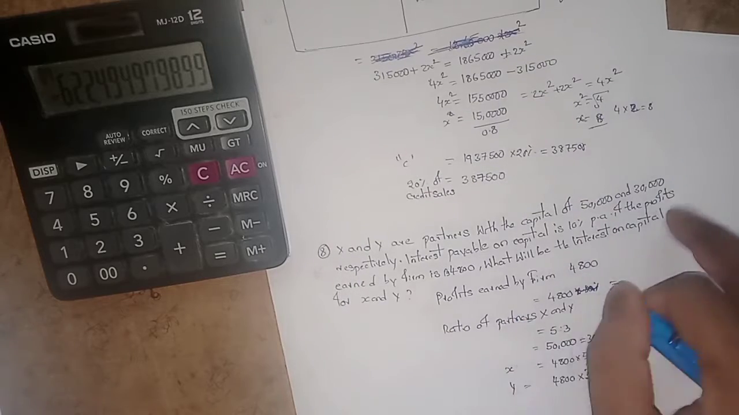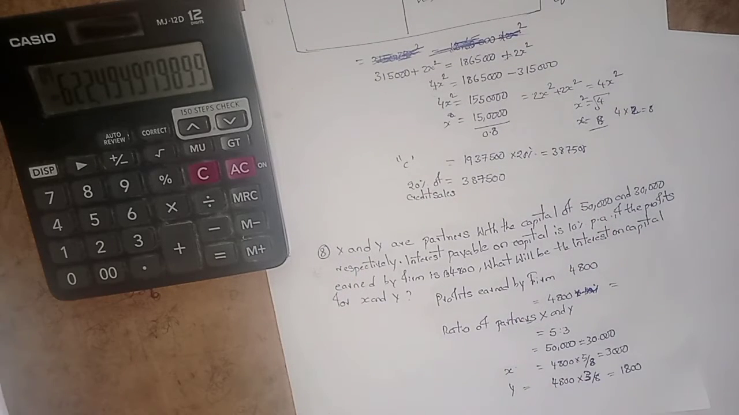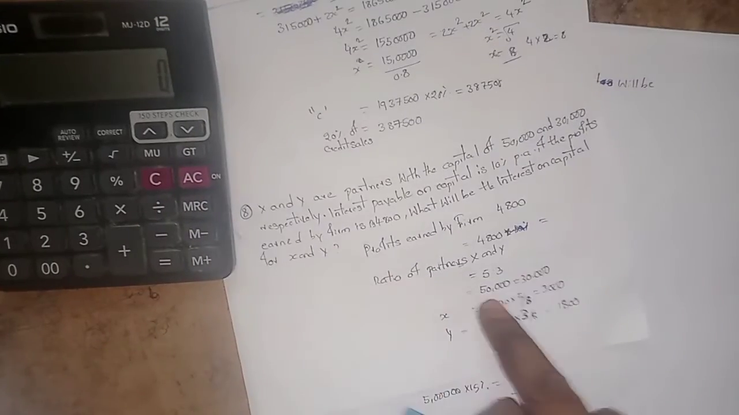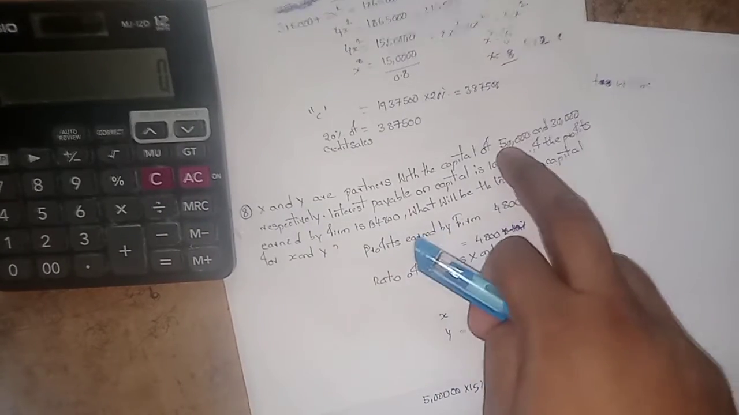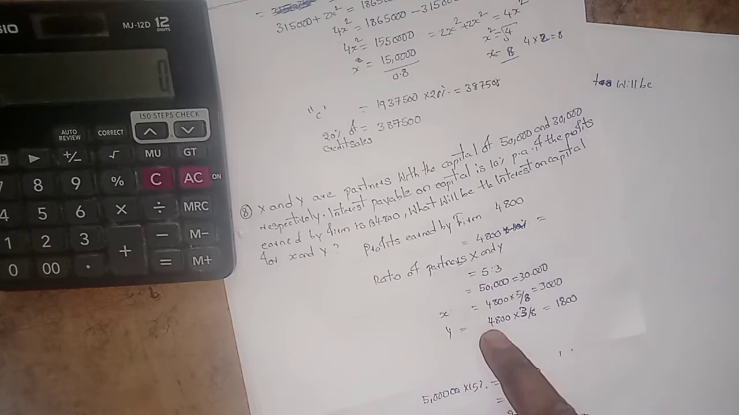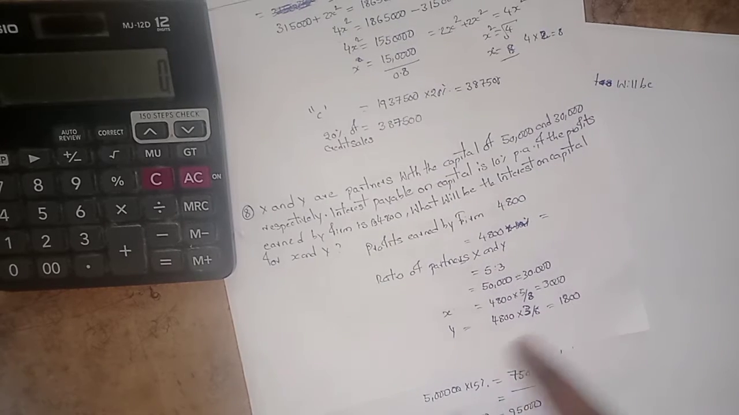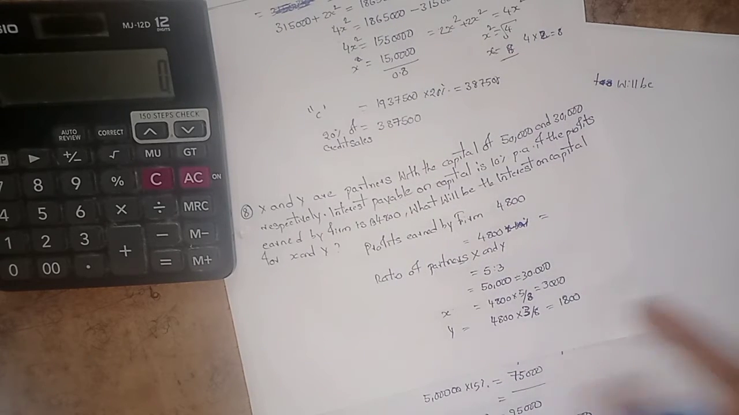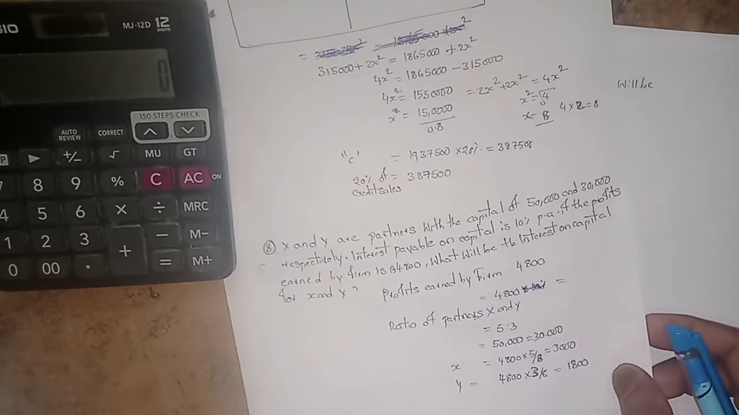So capital ratio. Here no profit sharing ratio is asked directly, so it is 5:3. That means 50,000 to 30,000. So that is equal to 5 by 8 of 4,800, that is 3,000. And for Y that is equal to 1,800. So hope you will understand.